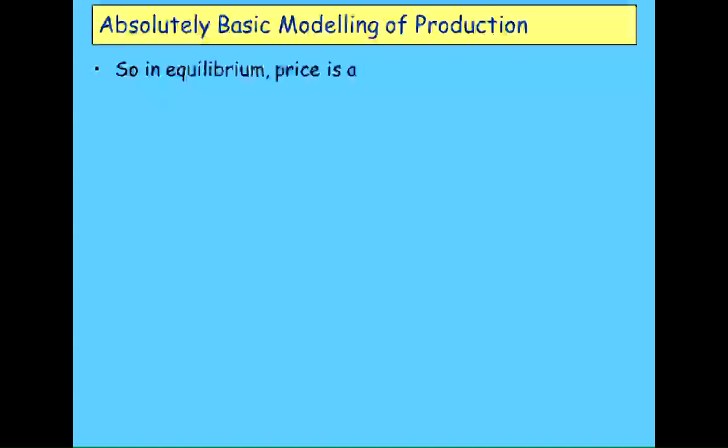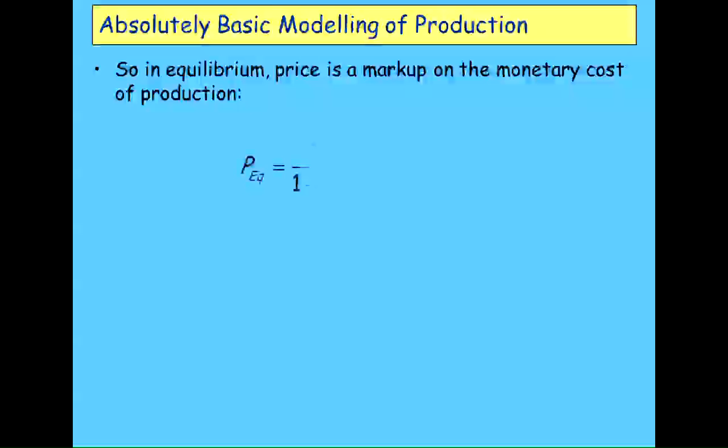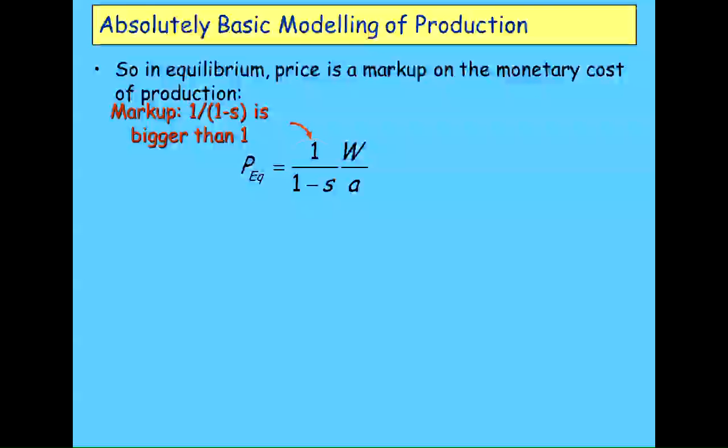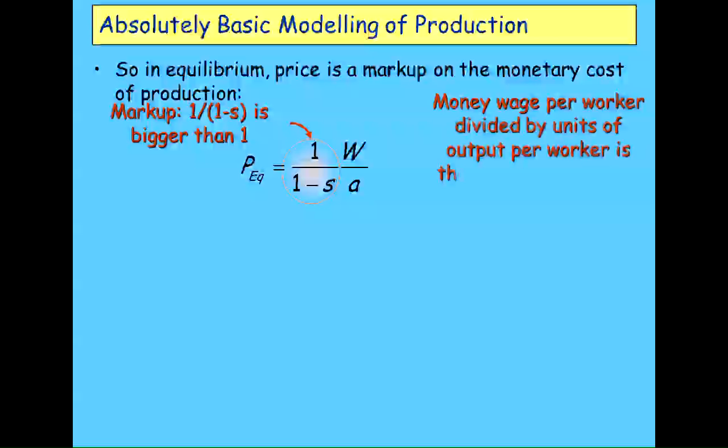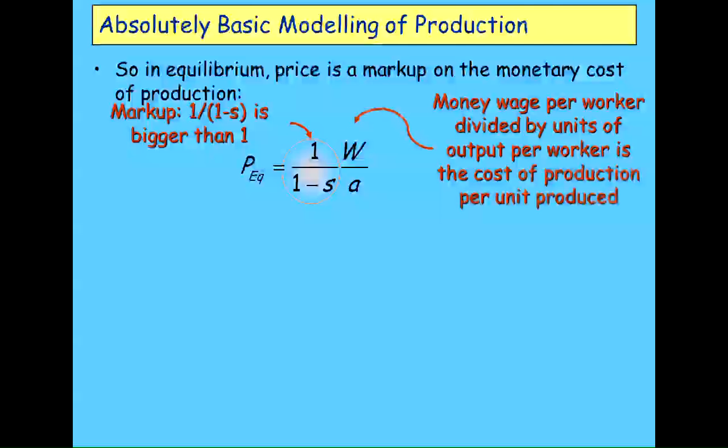What it's saying is, in equilibrium, price is a markup on the monetary cost of production. Because that first bit, 1 over 1 minus S, is greater than 1 because S is greater than 0. And that's the share going to capitalists. That's effectively profit share in national income. W is the wage rate, that's the money wage per worker. And when dividing it by A, output per worker, that's telling you the monetary cost of production per unit of production.